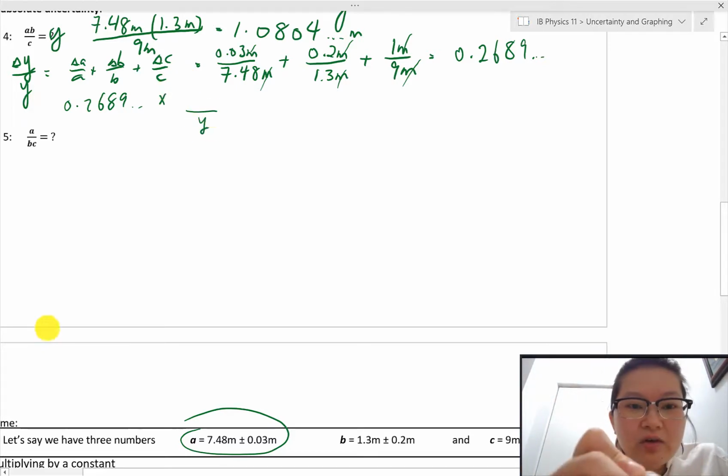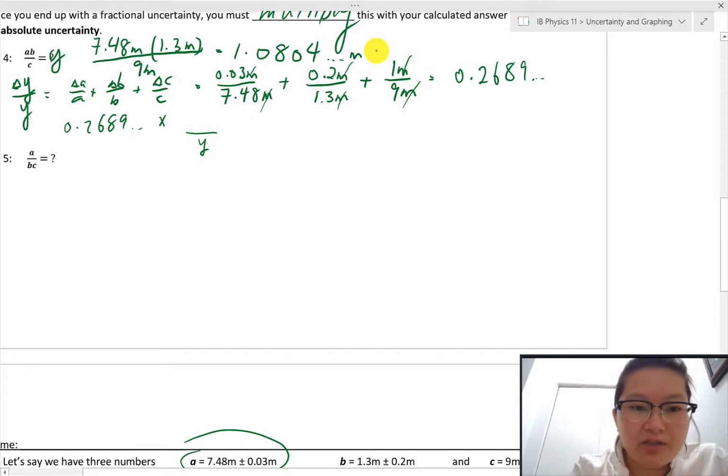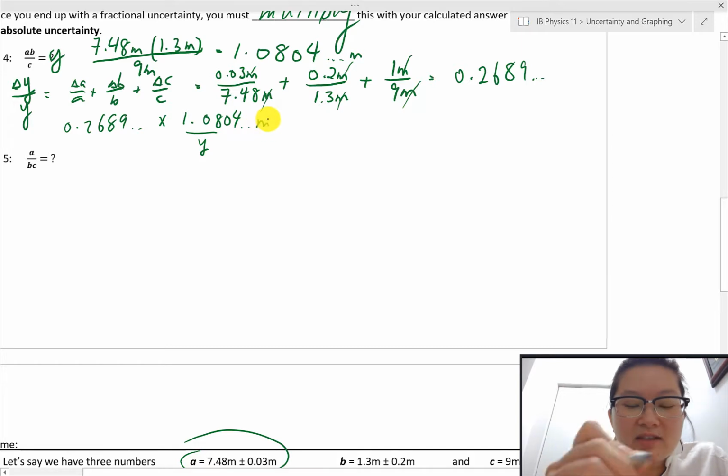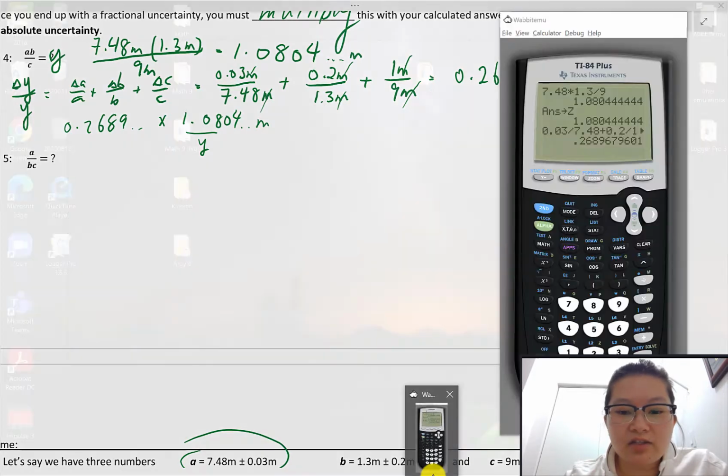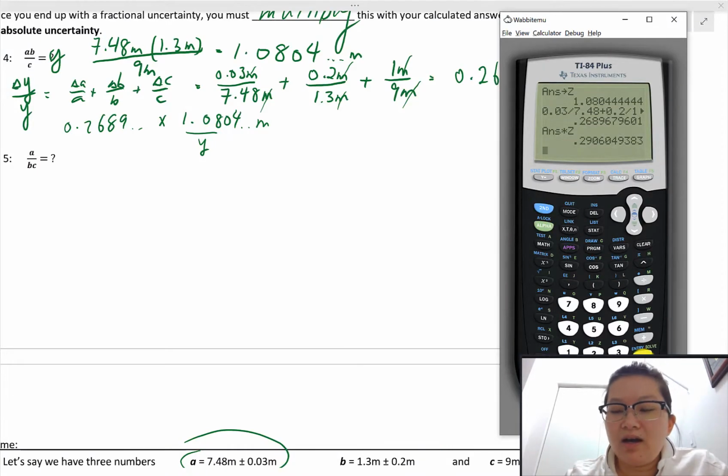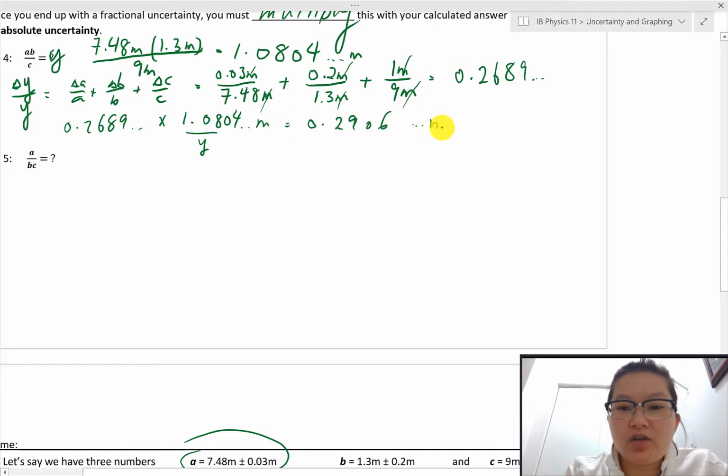So my y value, I calculated that first, 1.0804... Notice I have to keep all my significant digits there in order to do that. And luckily I saved that on my calculator, so I can multiply that right now. I get 0.2906. And now I can actually attach a unit to this because I am now multiplying a percentage of an actual number that has units of meters. So this is my absolute uncertainty for y, which now I can use and try to round off.